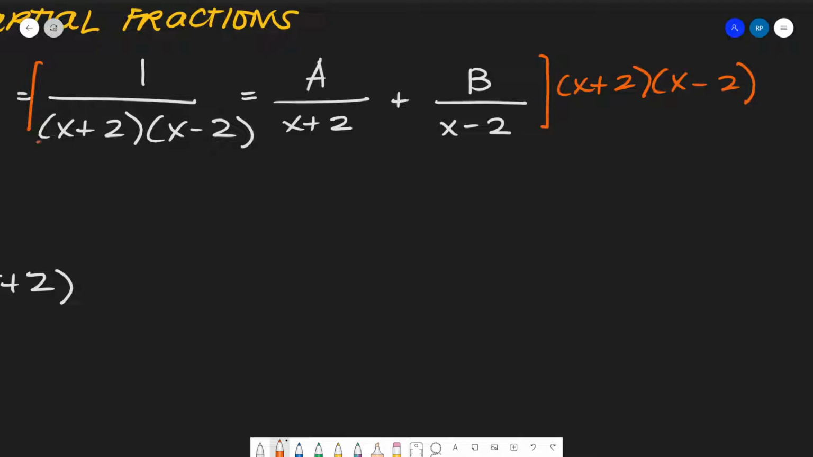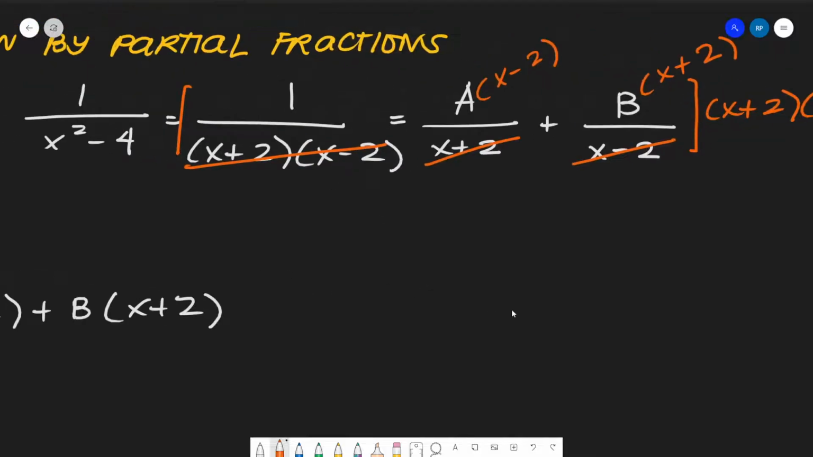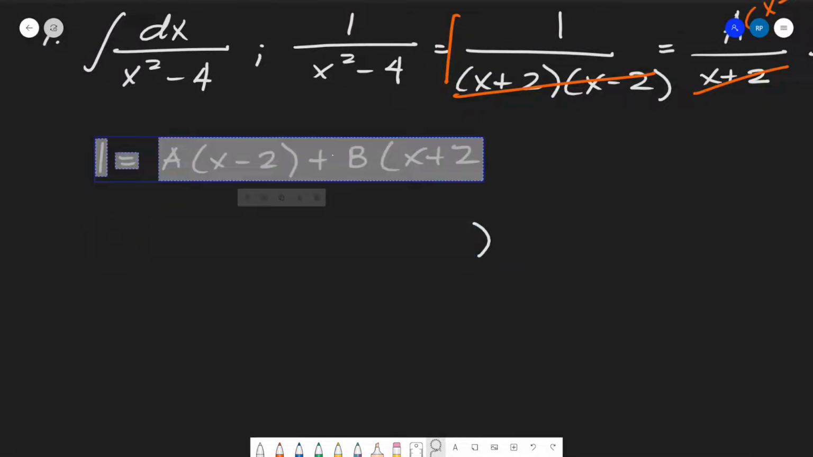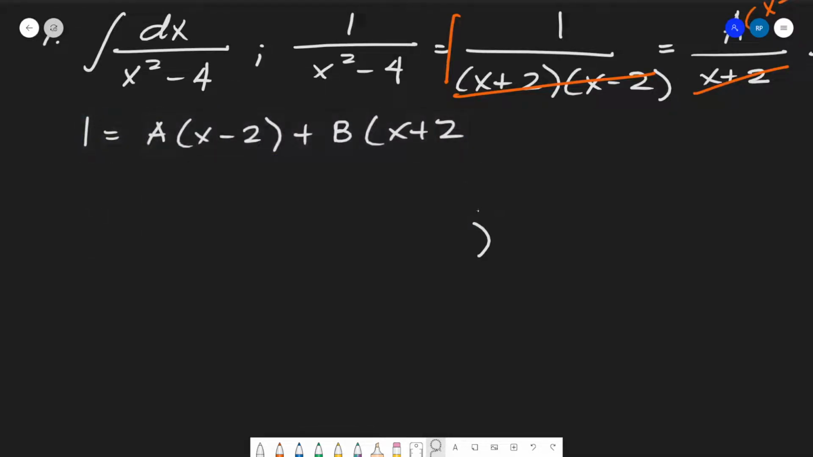With the original function, the denominator cancels because that is what we multiplied. For A, the x plus 2 cancels, so we are left multiplying by x minus 2. The same goes with B: the x minus 2 cancels, leaving x plus 2. Hence we have our equation: 1 is equal to A times (x minus 2) plus B times (x plus 2).